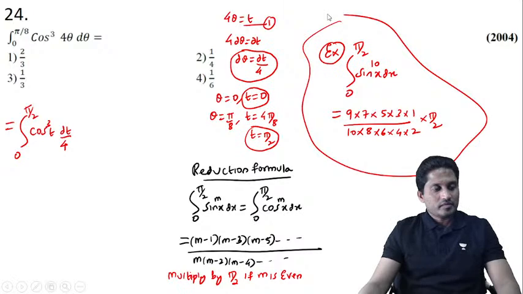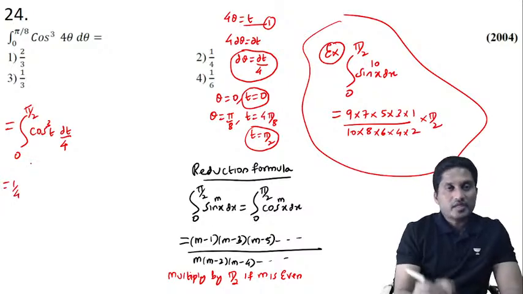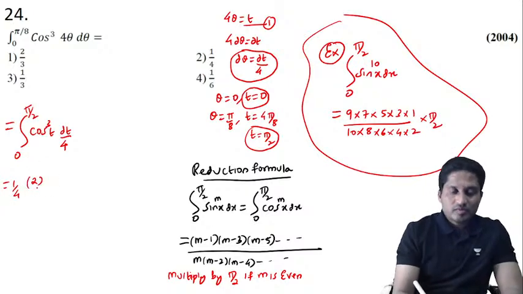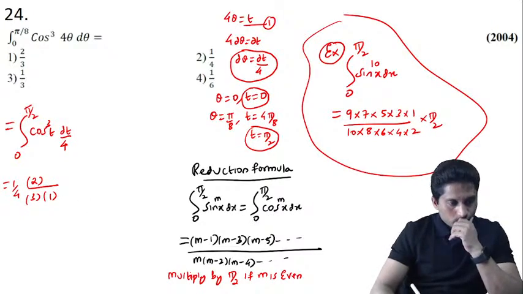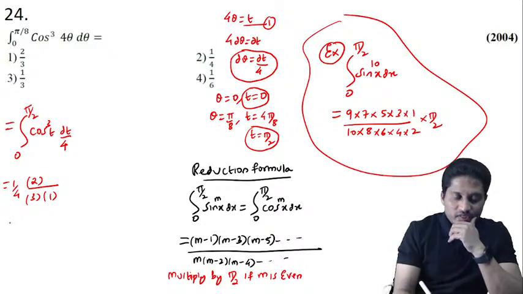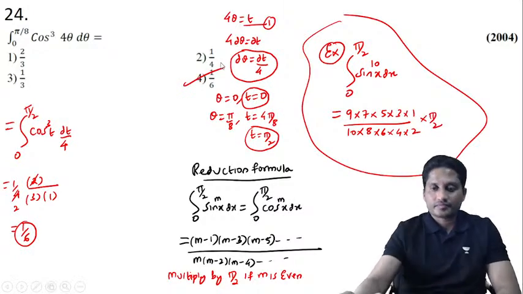Alright, is it clear, guys? So if I use this shortcut, you get 1 by 4. M minus 1, 3 minus 1 is 2. Then 3 minus 3 should not be 0, it should not be negative. Denominator 3, 3 minus 1, 2 is 1, and then don't multiply pi by 2. Multiply by pi by 2 only if it is even, so this will cancel 2 times, you get 1 upon 6. Okay, answer is option D.